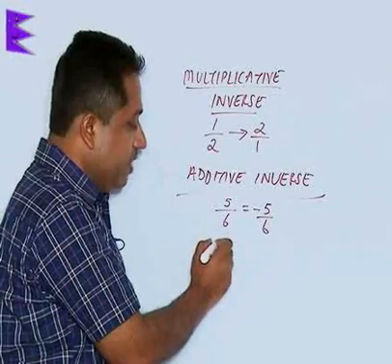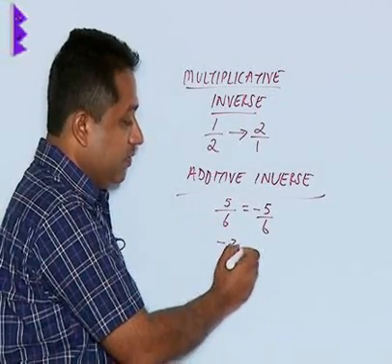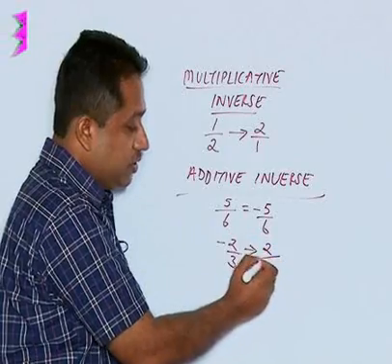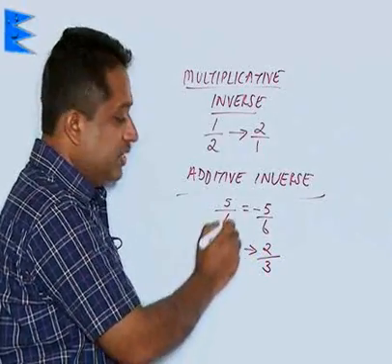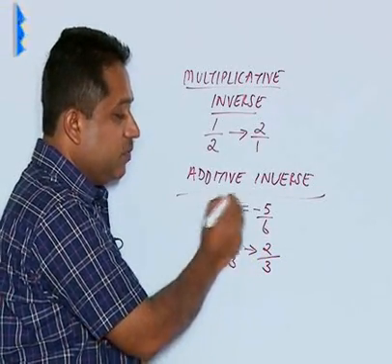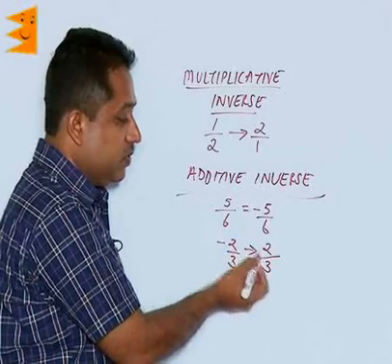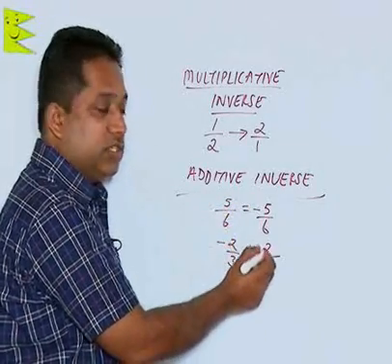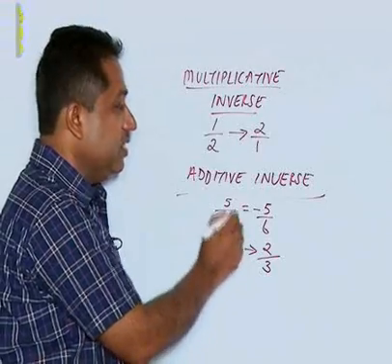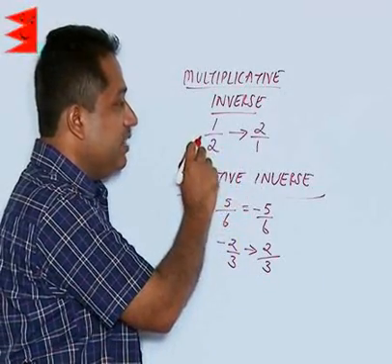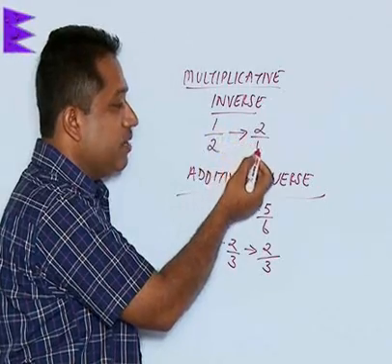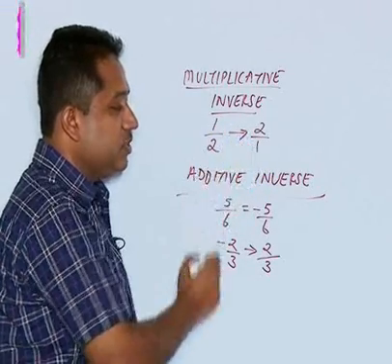If you have a negative number, let's say minus 2 by 3, then the additive inverse of minus 2 by 3 is going to be positive 2 by 3. So this is additive inverse. The positive becomes negative and negative becomes positive. But see that the numerator and denominator position does not change. Whereas in multiplicative inverse we find that the signs do not change, but what changes is that the numerator becomes the denominator and the denominator becomes the numerator.